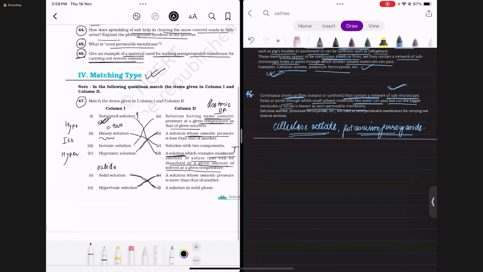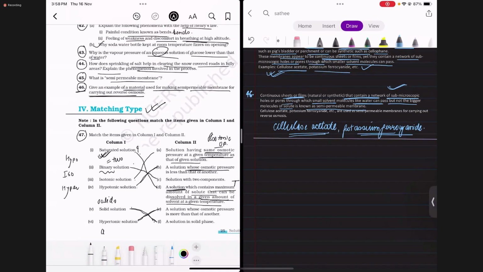ठीक है, तो इससे answers A का होता है हमारा D, 1 का होता है हमारा D, 2 का होता है C, 3 का A, 4 का B, 5 का F and 6 का E. तो ये हुआ हमारा question number 47 of matching type.